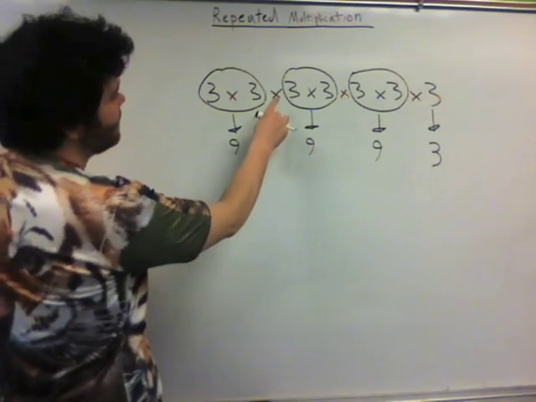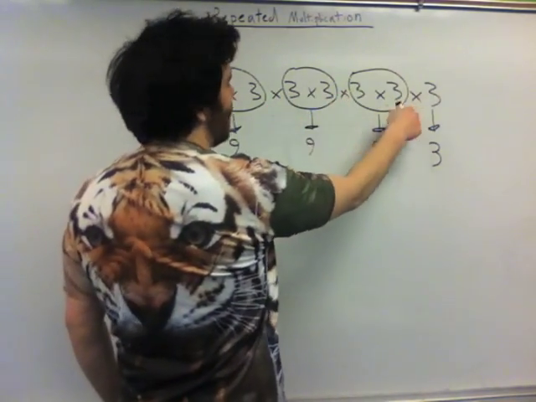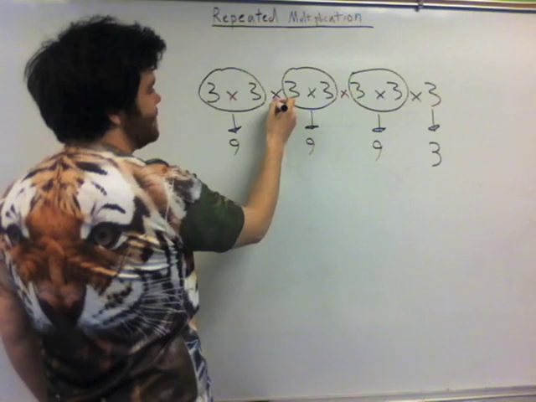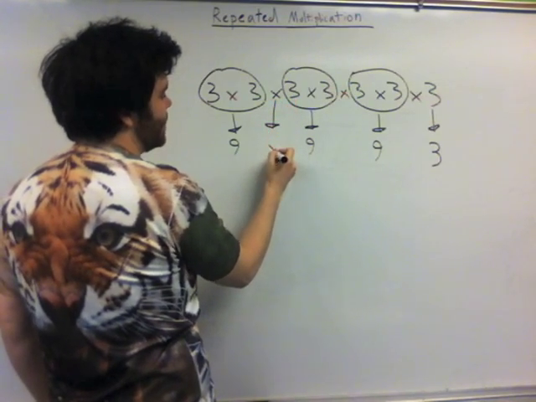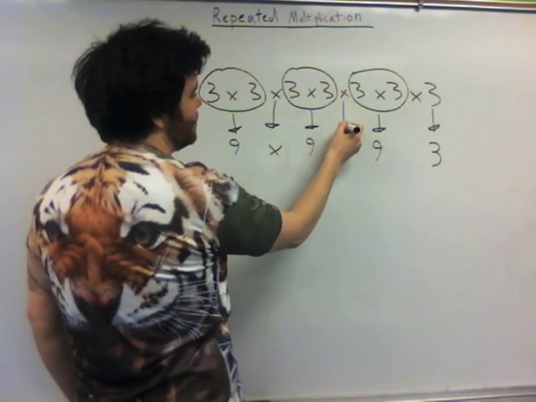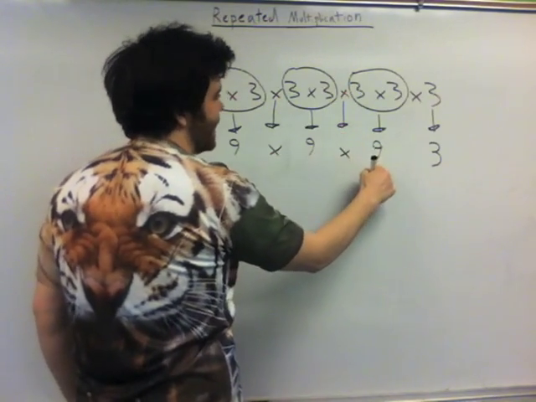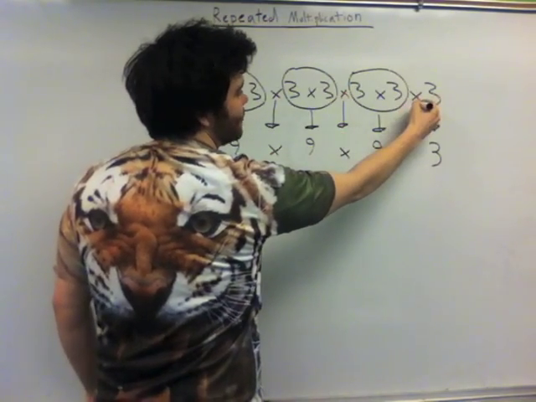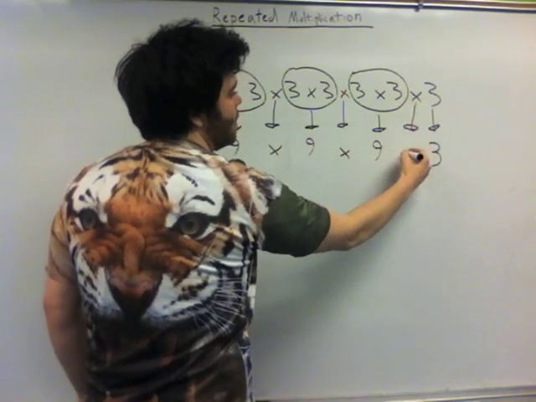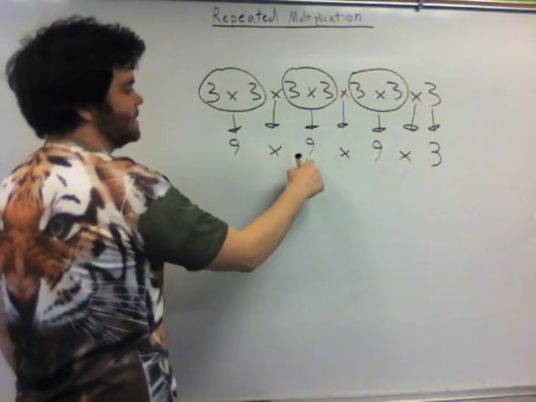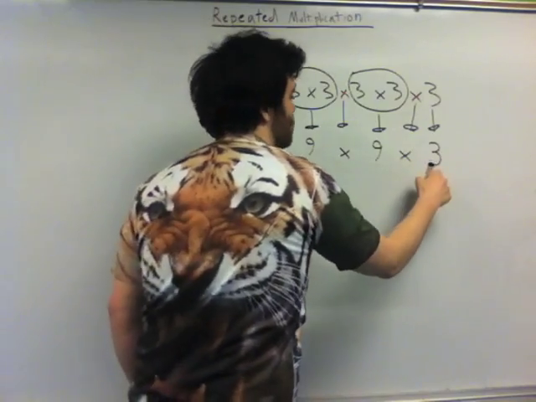Don't forget, right, we've got these multiplication symbols hanging out. We got to drop them down too, right? They haven't gone anywhere, so we got to include them. So now we got 9 times 9. Drop another multiplication symbol down. We got 9 times 9 times 9. And we got this last multiplication symbol right here that we got to account for. So we get 9 times 9 times 9 times 3.